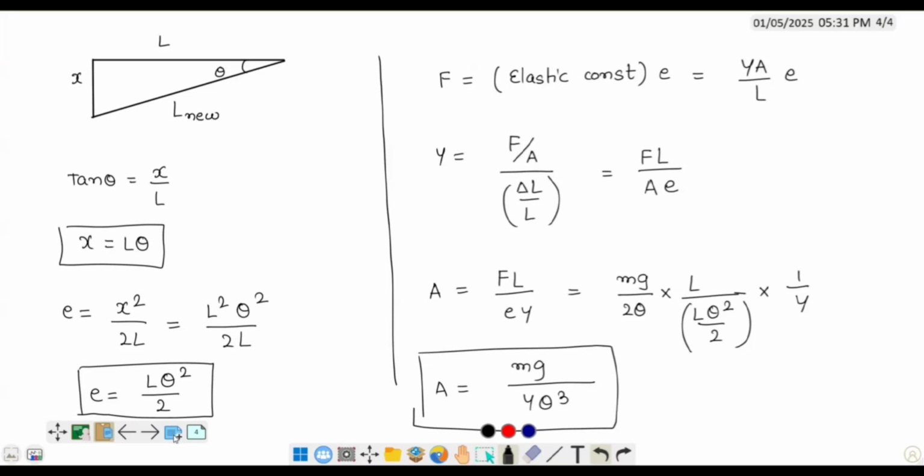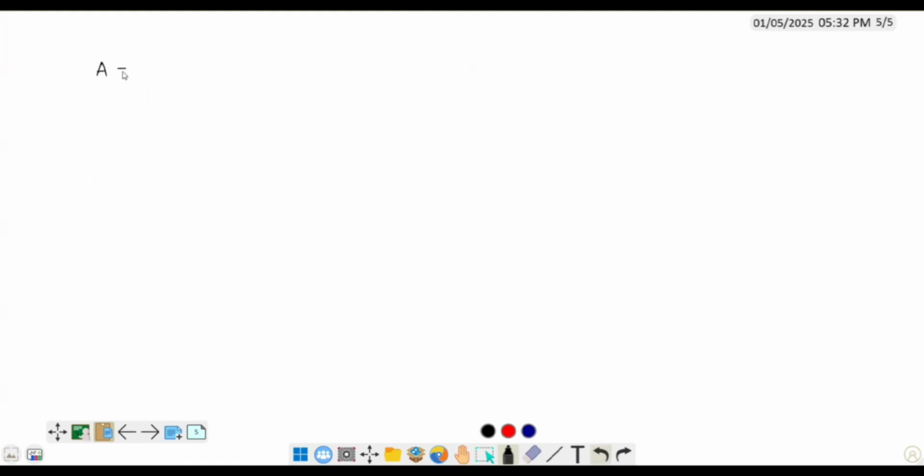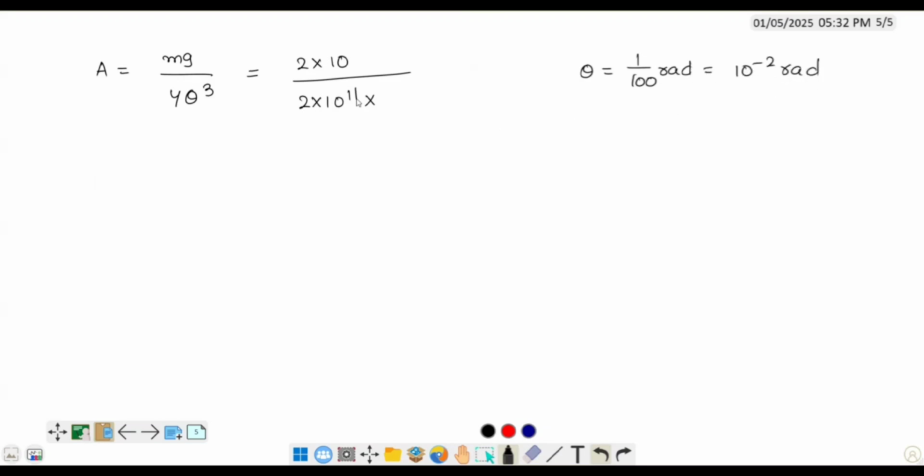Let us substitute everything and find the value of the area of cross section. So we got A equals mg by Y theta cube. The m value given in the question is 2 kg, g value is 10, Young's modulus is given as 2 into 10 power 11, and theta is given as 1 by 100 radian, so we can write it as 10 power minus 2 radian. So 10 power minus 2 whole cube would be 10 power minus 6.